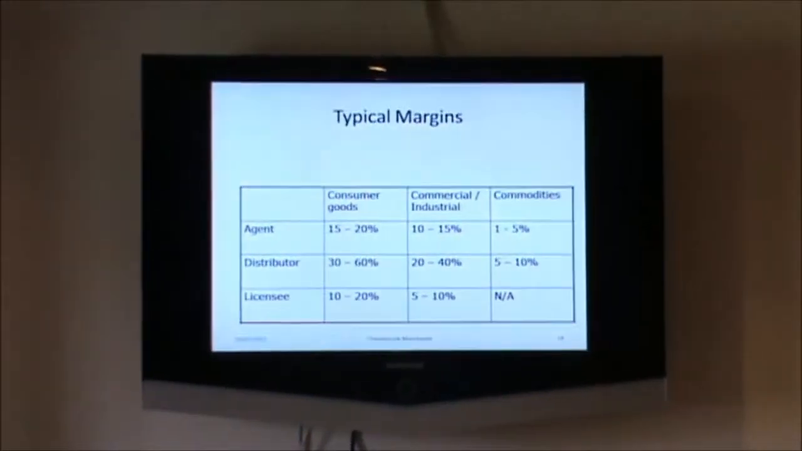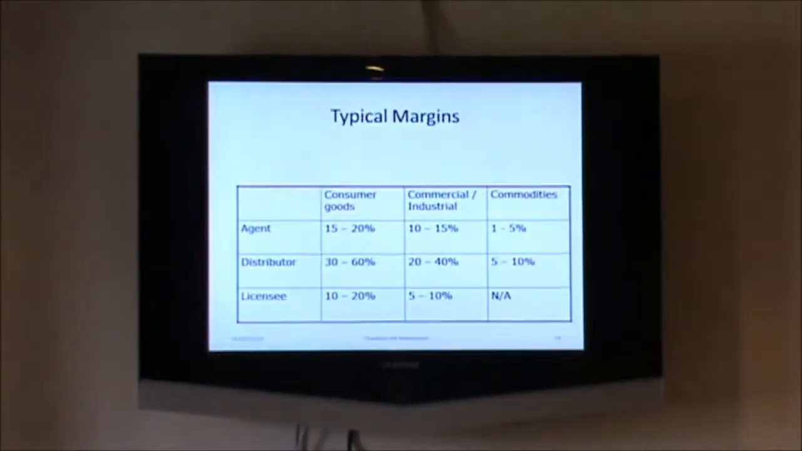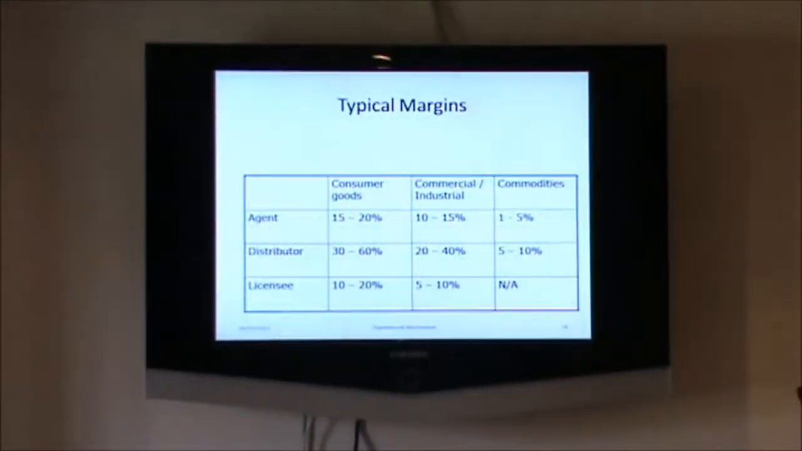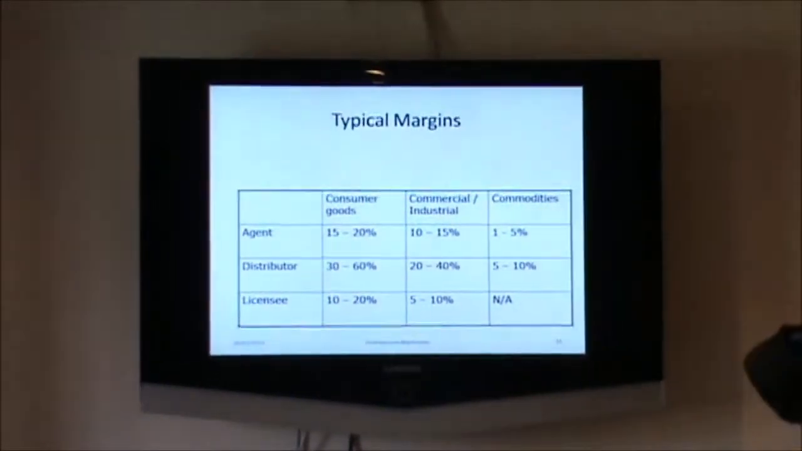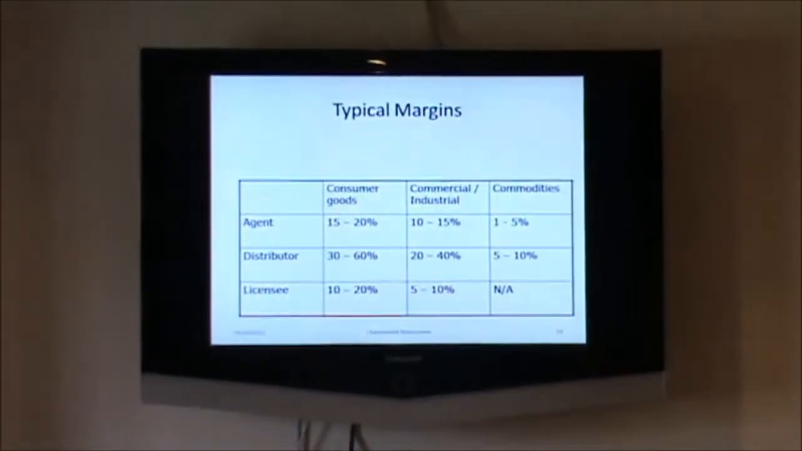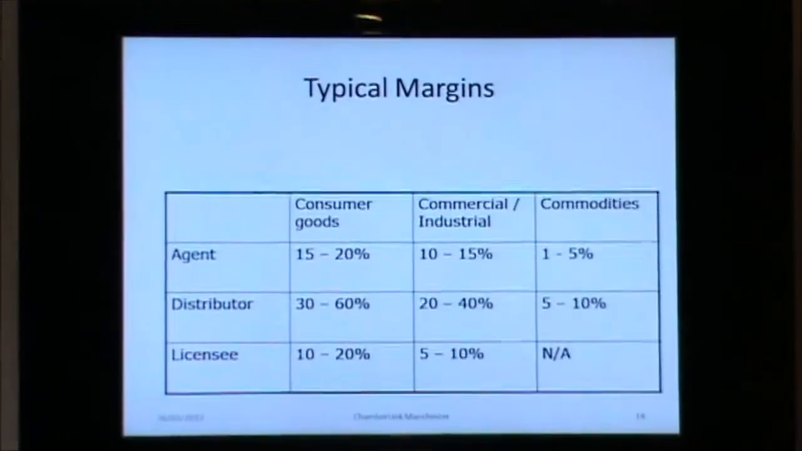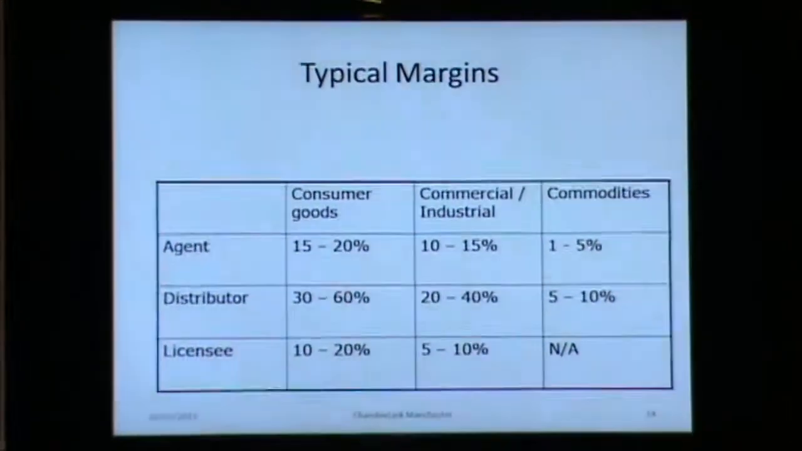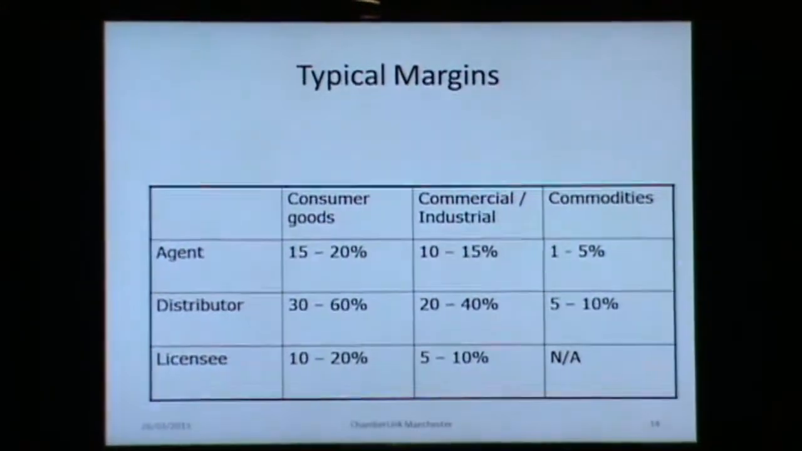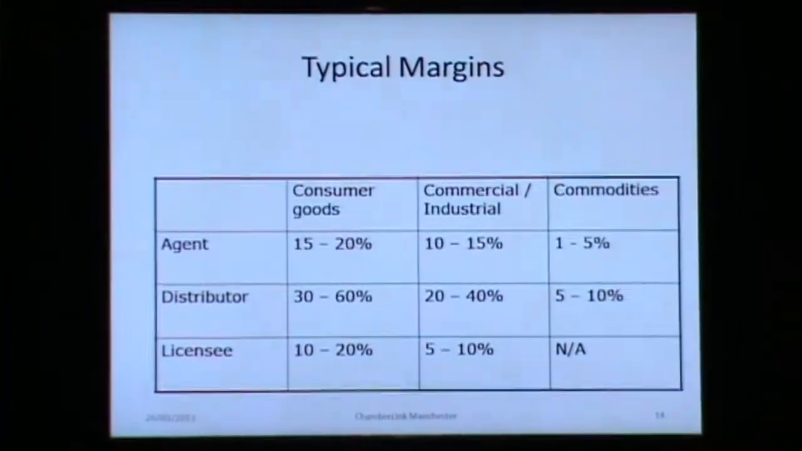Often I'll also ask, what margin should I expect? It depends is the answer. If you've got an agent selling consumer goods, they'll typically want 15 to 20%. You might get a bit less, but that's typical. Industrial or commercial goods, a bit less. Commodities can be as low as 1%.